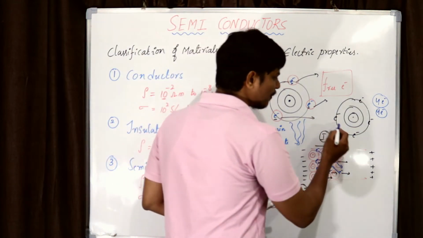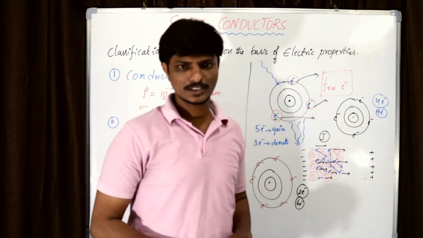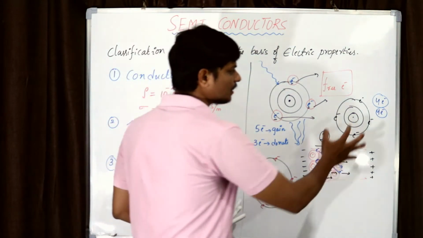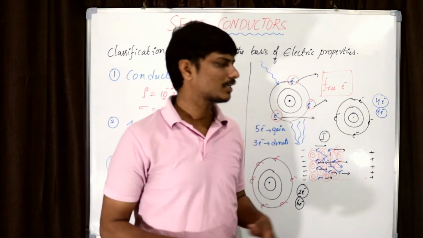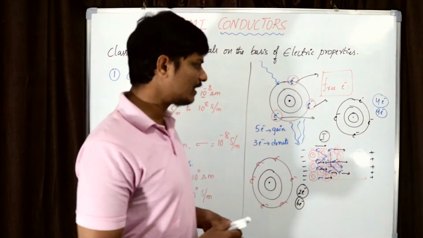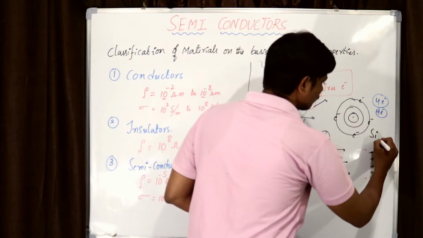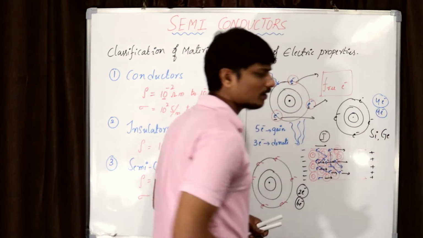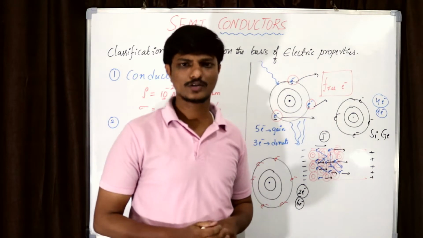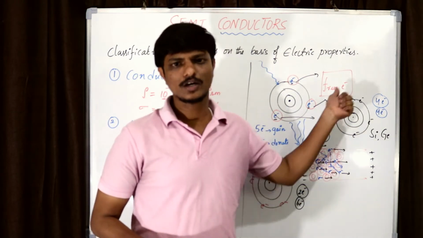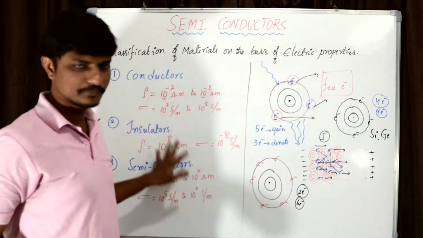So the materials whose valency is 4 are called semiconductors. Basically, semiconducting materials are related to the 4th group; in the periodic table they come in the 4th group. So basically there are 2 semiconducting materials: one is silicon, the other one is germanium. If you look at silicon and germanium, both have 4 valence electrons in their outermost shell. So please remember these points. I hope you are clear with this.